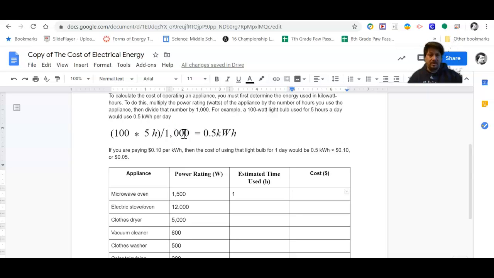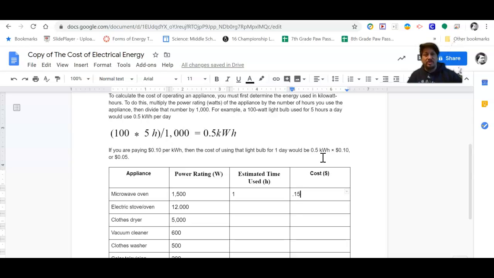Then we have 1.5 kilowatt hours. Then we take that times the cost, which is 10 cents. So this right here times 10 cents. 1.5 times 10 cents is 15 cents a day. Okay, 15 cents a day for 30 days. Now we're starting to make sense. It costs $4.50 to use your microwave every month. That makes a lot more sense.